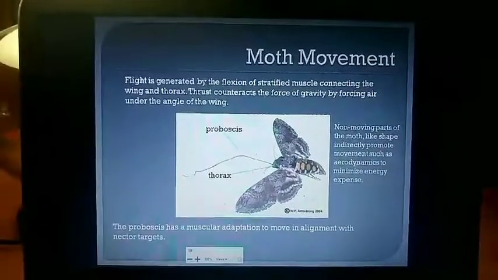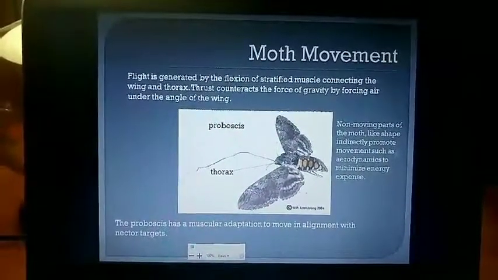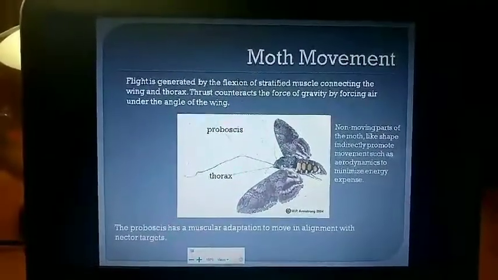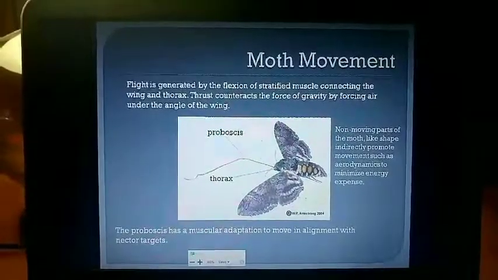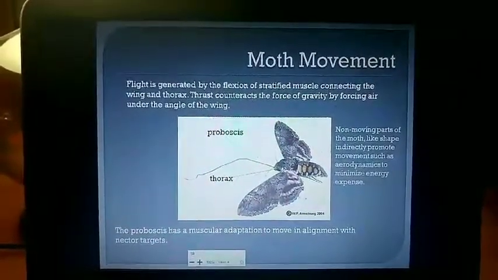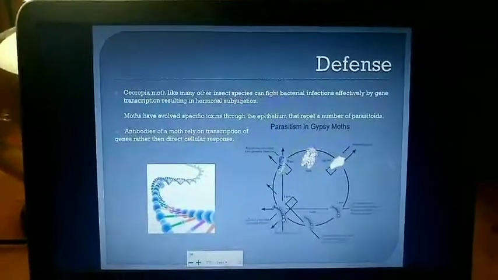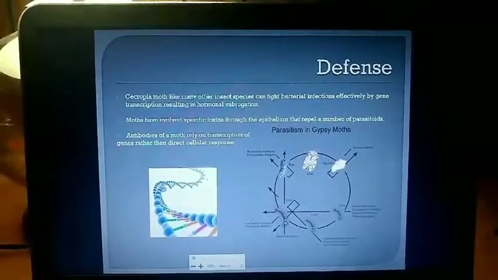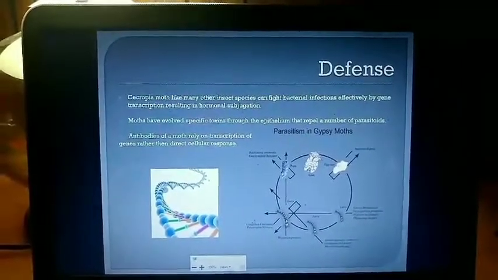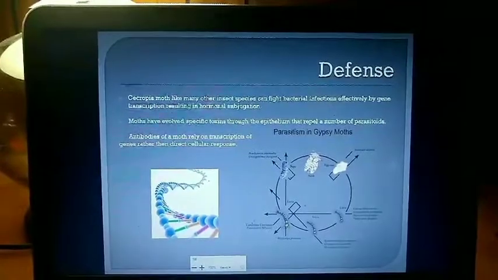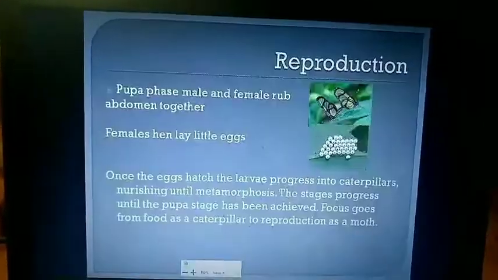Moth movement is mainly done by the wings and the proboscis. The wings are attached at the thorax. Insect immunology is very interesting in the sense that a lot of the responses to bacterial infection are done so by gene transcription, and hormones are secreted to deal with the threat.